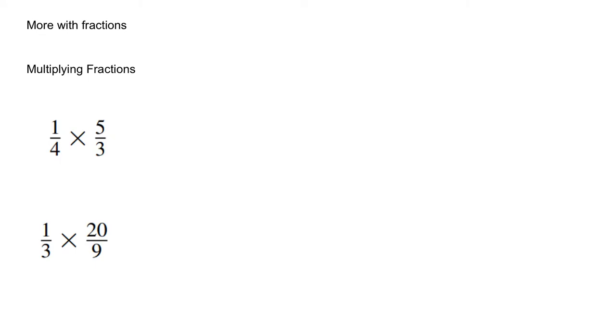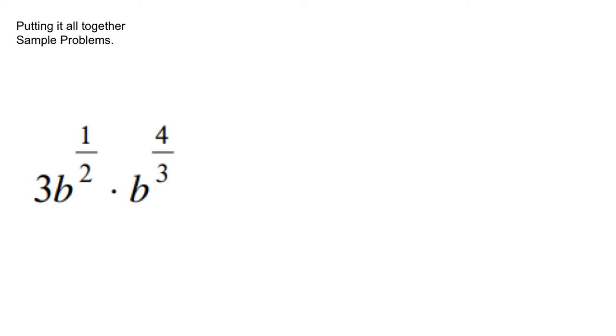Multiplying fractions, even simpler. When we multiply fractions, we just multiply straight across. Numerator times numerator, denominator times denominator. 5/12, straight across. 1/3 times 20 over 9 equals 20 over 27. And I'm done. Okay, now let's put it all together.